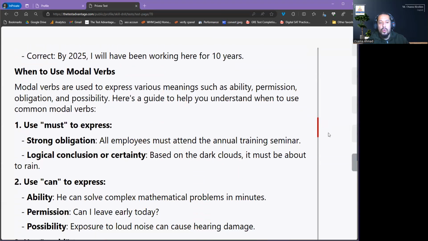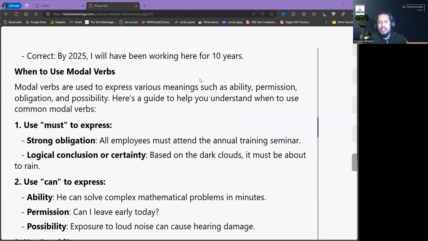Now we're going to go into modal verbs. So, modal verbs are a bit different. Modal verbs are used to express various meanings, such as ability, permission, obligation, and possibility. Okay? For example, you must to express what? Must to express strong obligation, logical conclusion, or certainty. There's a difference between these modal verbs.